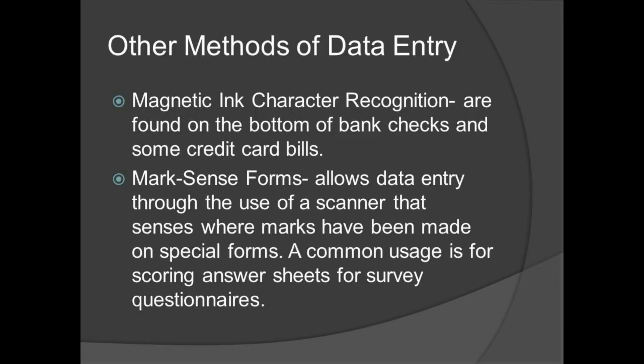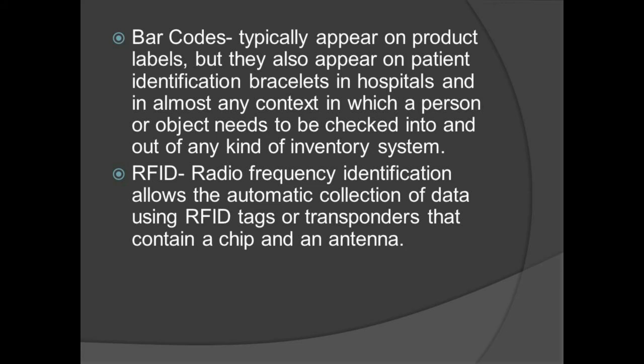There are also other methods of data entry. First is the magnetic ink character recognition, which can be found on the bottom of bank checks and some credit card bills. Next is mark sense forms. It allows data entry through the use of a scanner that senses where marks have been made on special forms. A common usage is for scoring answer sheets for survey questionnaires. Next is the barcodes.